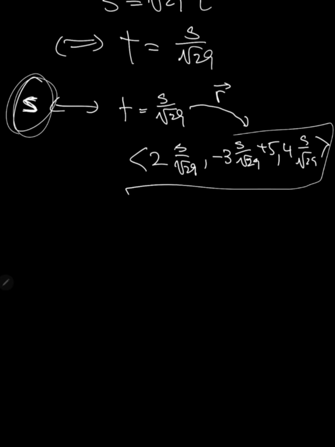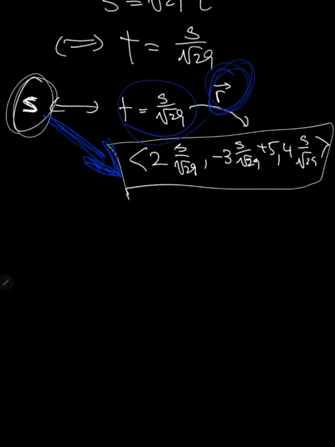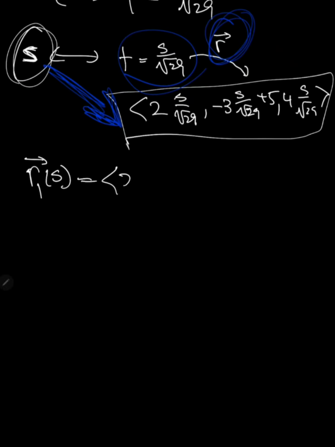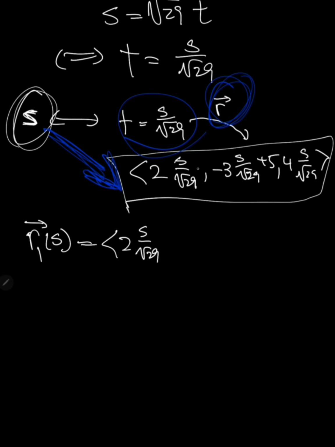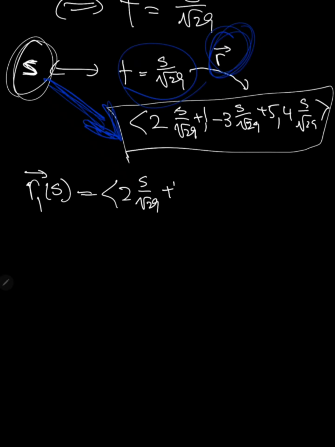Input s, output this guy here. And we've kind of passed through the t to go from here to here. Okay, the t is no longer necessary. The r is no longer necessary. All right, so ultimately my new parameterization, r1 of s, is equal to this guy right here, 2s over root 29. I think there was a plus something actually up there, right? Plus 1. Sorry about that. Plus 1, comma, minus 3s over root 29, plus 5, comma, 4s over root 29.